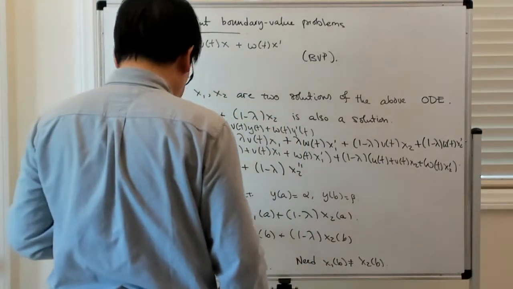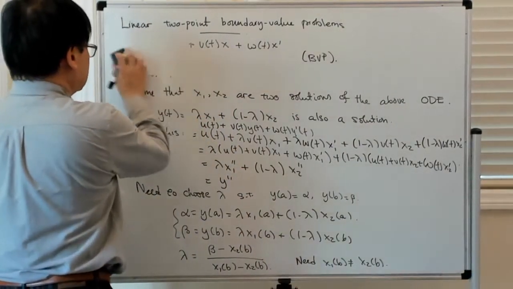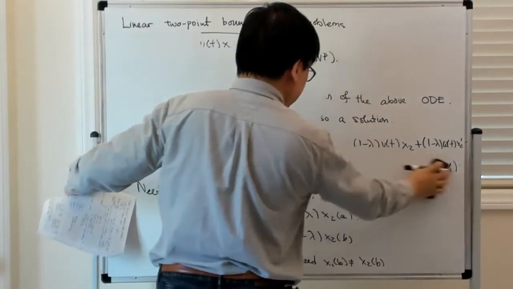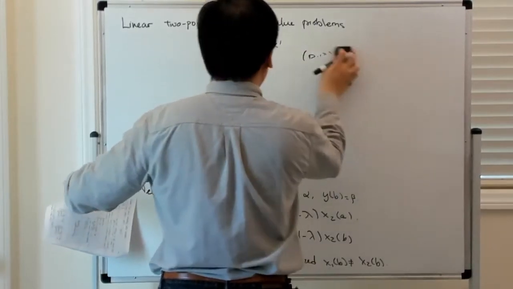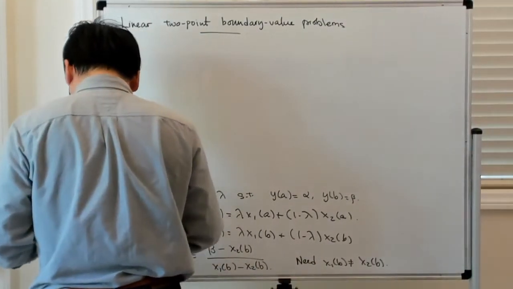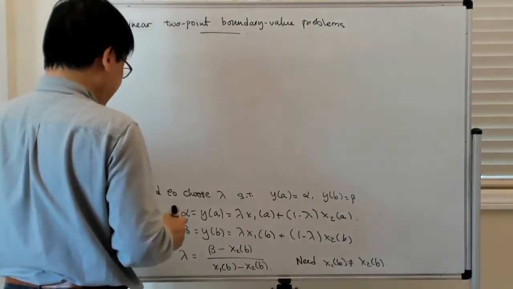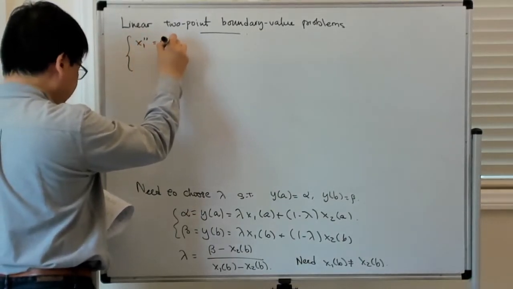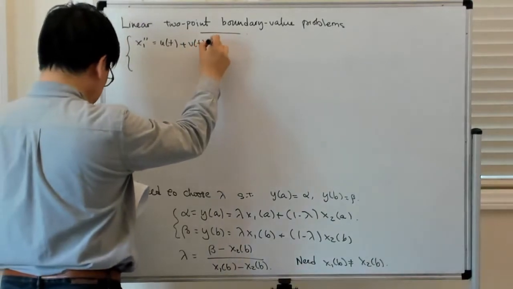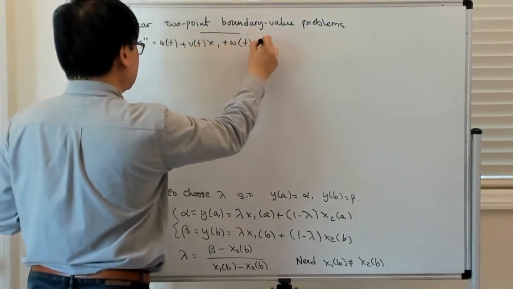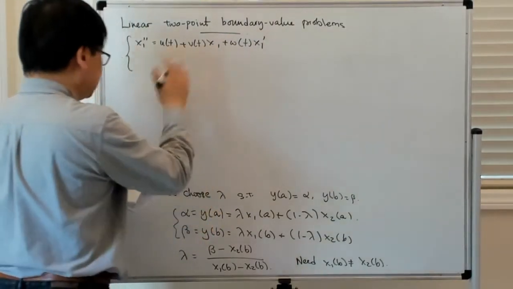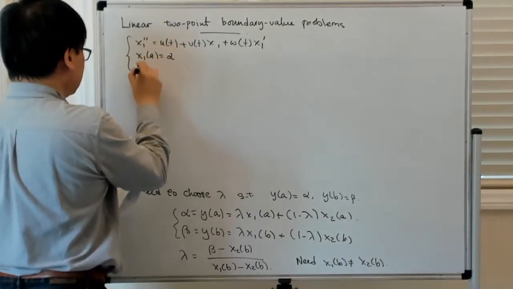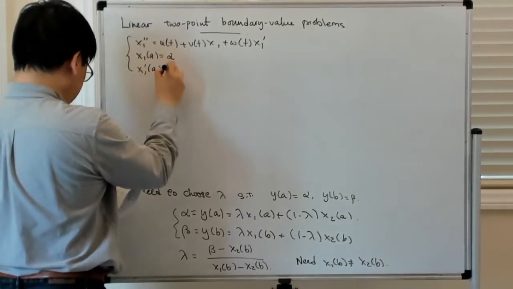Okay, so let's see how you can do this. When we discussed the shooting method, what we saw was that one way to do this is to construct some sort of shooting solution. So let's try to see whether we can do something like that. So I have x1 double prime equal to u of t plus v of t x1 plus w of t x1 prime. All right, so that's the differential equation.